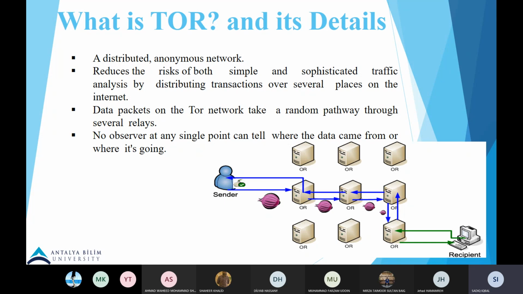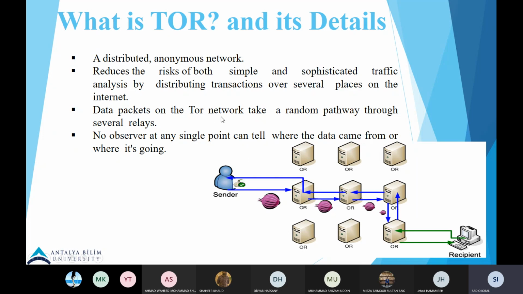This reduces the risks of both simple and sophisticated traffic analysis, which I have explained previously, by distributing transactions over several places on the internet. Distributing transactions means the activities, what kind of activity you're doing. It can be anything, and this TOR protocol distributes that over the network. That means there is no predefined path to take. The paths are random.